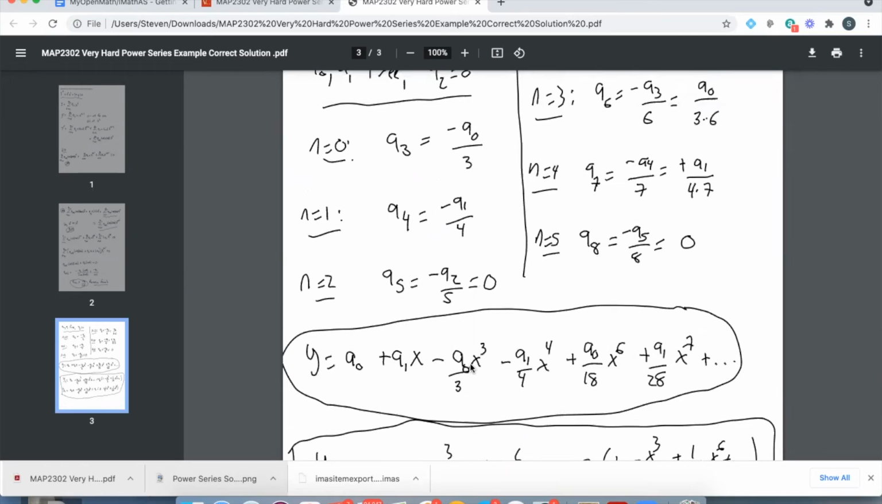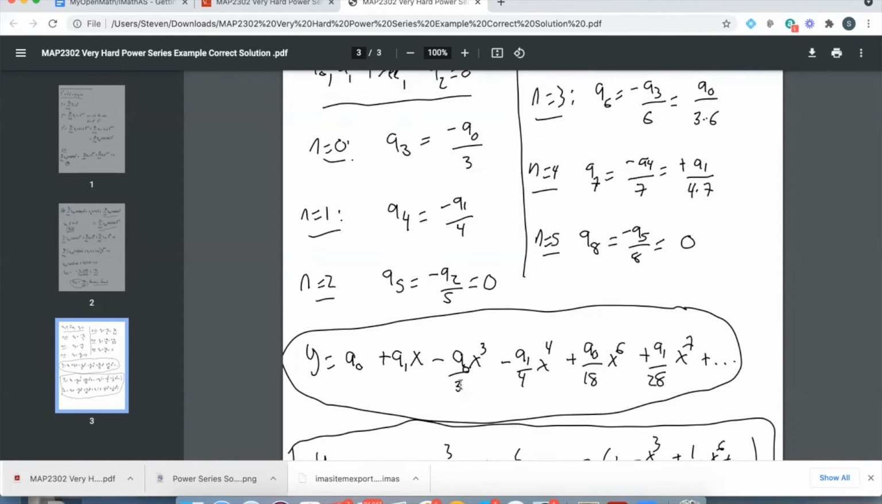Remember, the powers of x match up, not here. These do not give you, excuse me, the n's don't tell you the power of x, the subscript. A3 goes with x cubed. A7 goes with x to the 7th. The subscript on the A goes with the power of x.